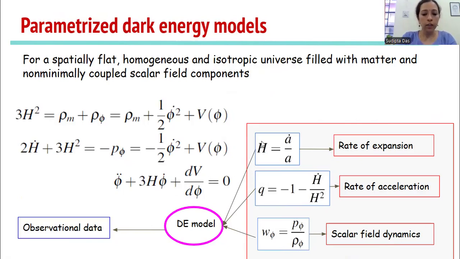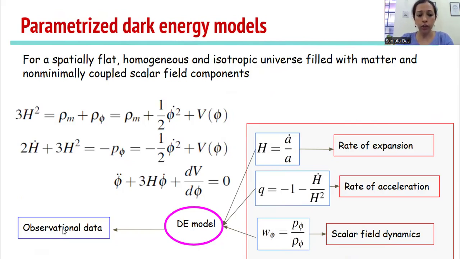Now in parametrized dark energy models, one can consider a functional form for any of these cosmological parameters, like the Hubble parameter, which provides us the rate of expansion, the deceleration parameter, which provides us the rate of acceleration, or the equation of state parameter, which provides us the description of the scalar field dynamics. Obviously all these parameters are interrelated, but if we choose a functional form for any of them, then from this one can construct the background dark energy model. And when this dark energy model is confronted with observational data, one can find out the values of these parameters. So this is the strategy that is followed in parametrized dark energy.